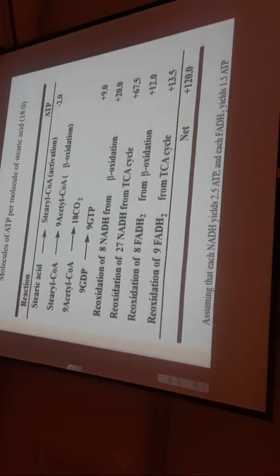So if we add all this up and take off the 2 ATP equivalents that we had to invest in the activation process, we get 120. So if you have a different chain number, of course, this number is different. Okay, so I encourage you to think about this.